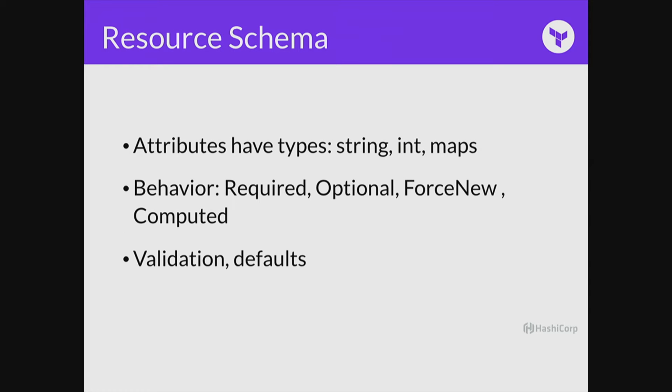Okay, so a resource schema. To be a resource, you have to implement the interface, which is defining the schema. I have these attributes, and then implementing at least the 4 methods of read, update, delete, create. And in your schema, your attributes have different things, like they have different types. They're strings, they're maps, they're ints.